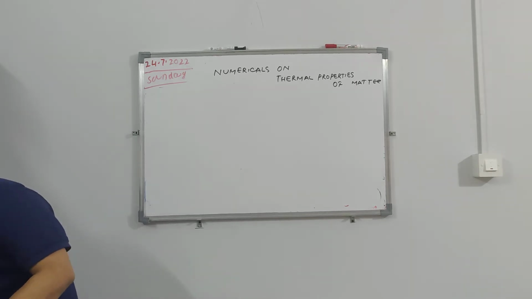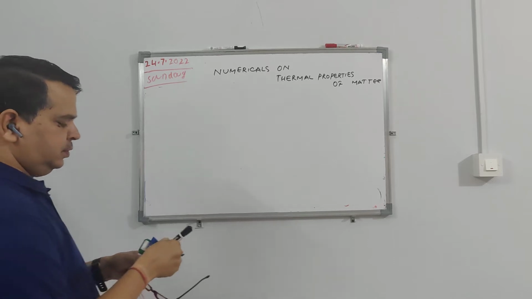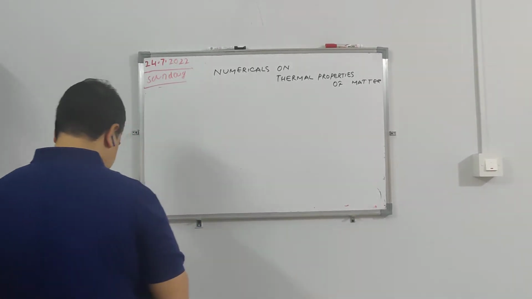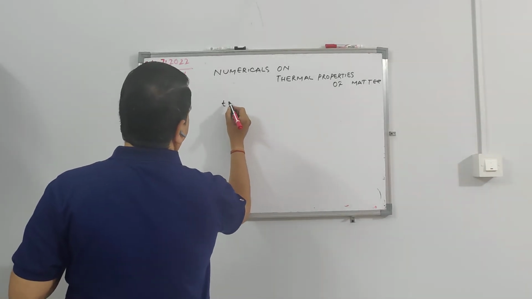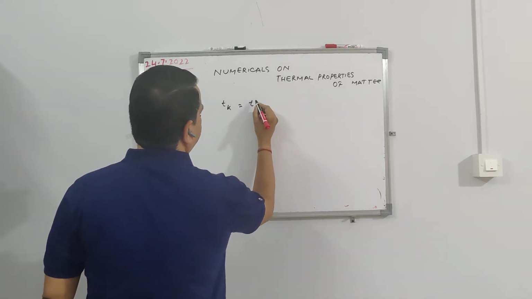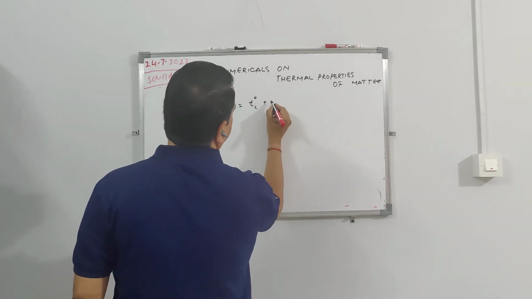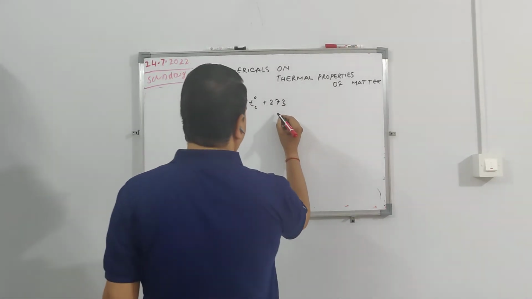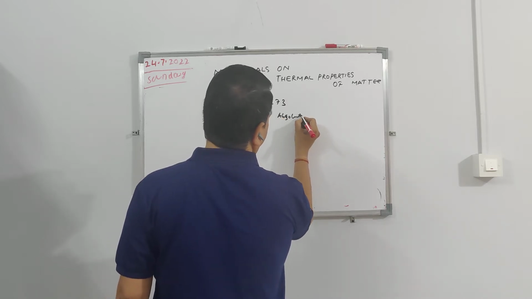Okay, so this is the conversion between degree centigrade and Fahrenheit, and there is a conversion between degree centigrade and Kelvin. Temperature in Kelvin is equal to temperature in degree centigrade plus 273. This temperature is otherwise called the absolute temperature.